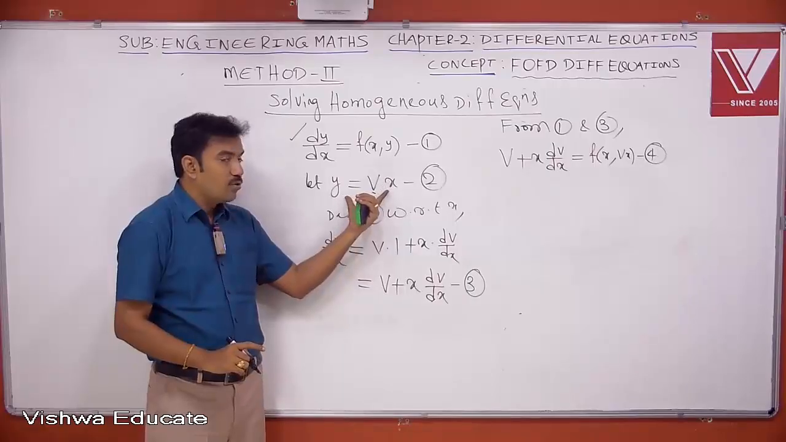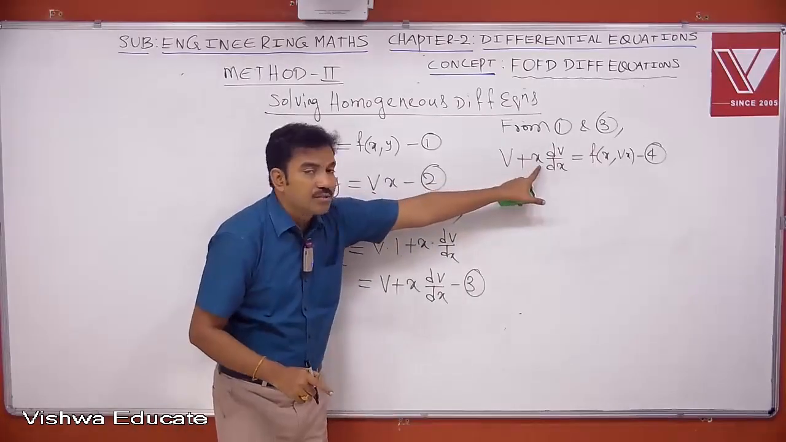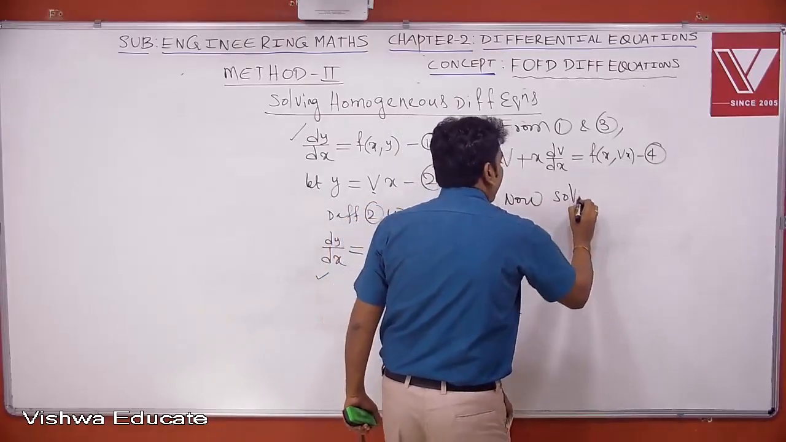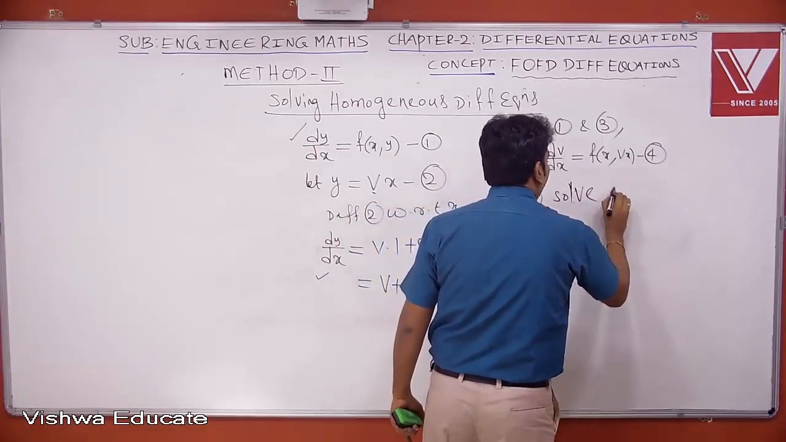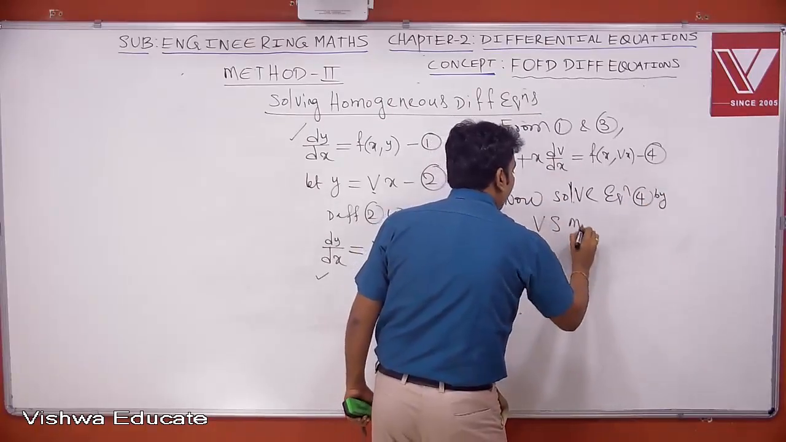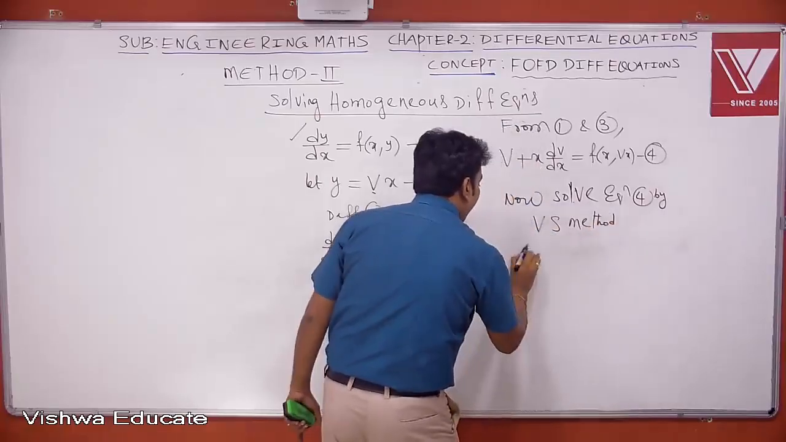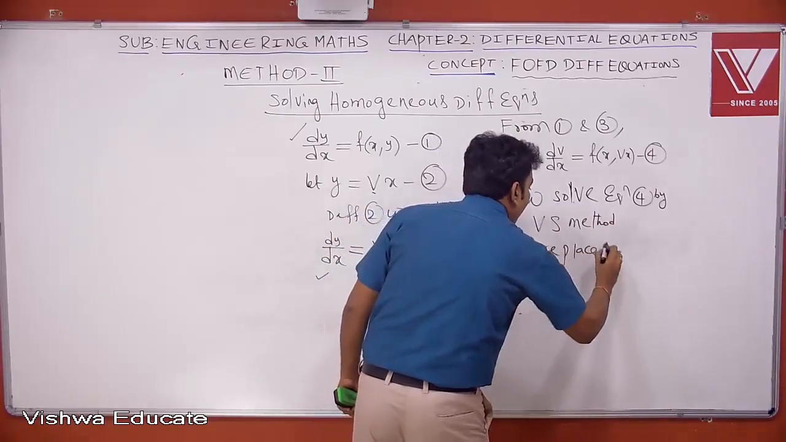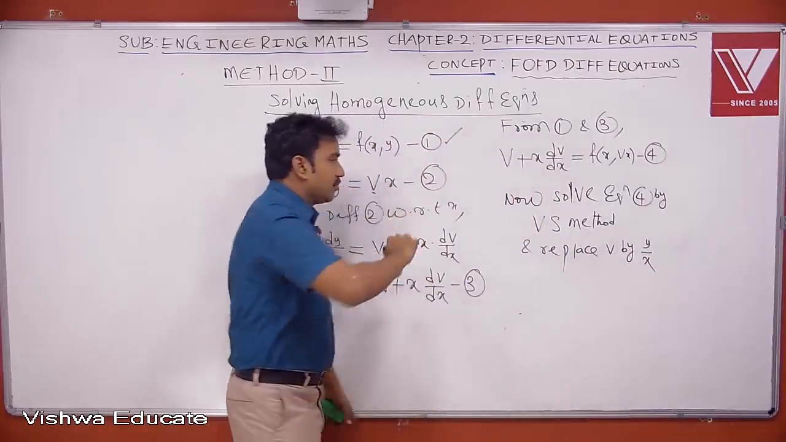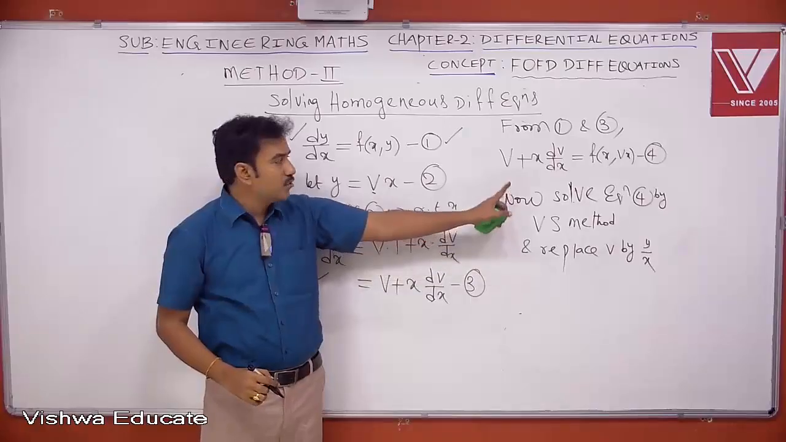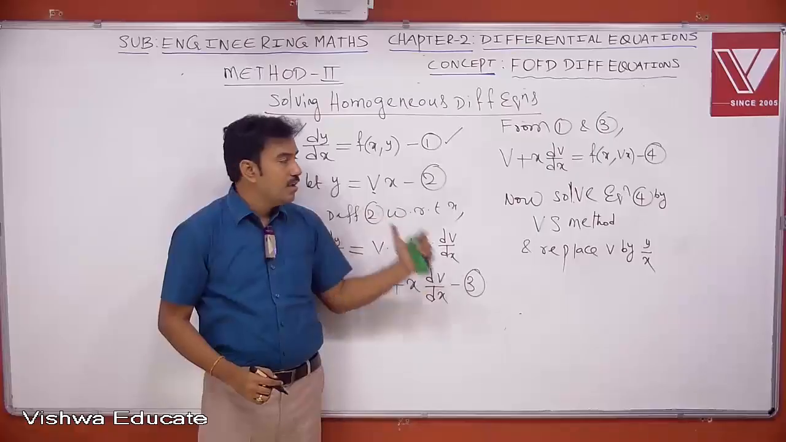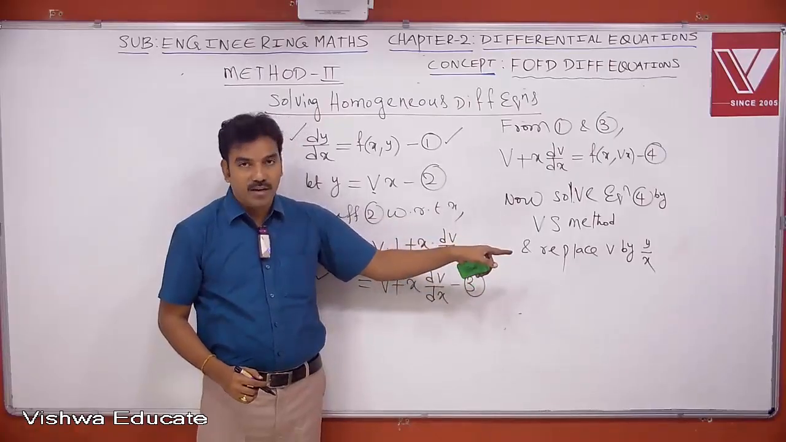So we have taken this y equal to vx to separate the variables of v and x in equation 4. Therefore, in this case, now solve equation 4 by variable separable method and replace v by y by x, and that becomes the general solution of this equation. When you solve equation 4, the general solution will be in terms of v and x only, but the question is given in terms of variables y and x, so finally v must be replaced by y by x.